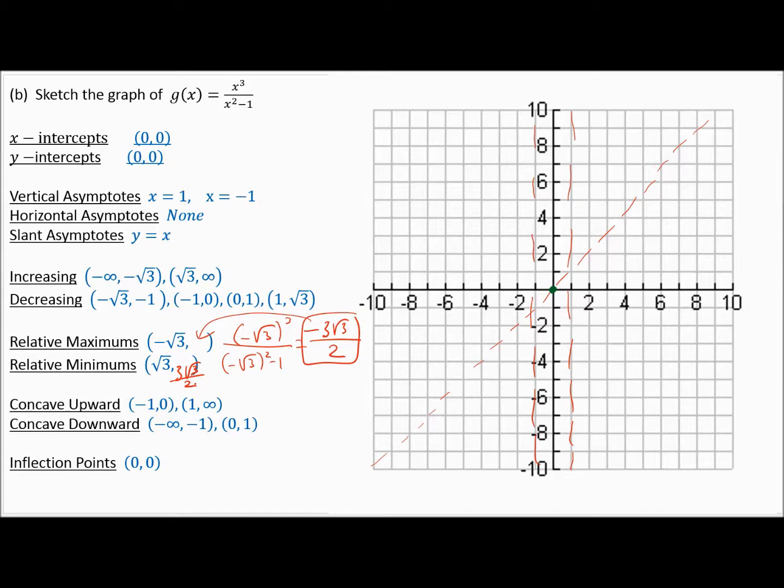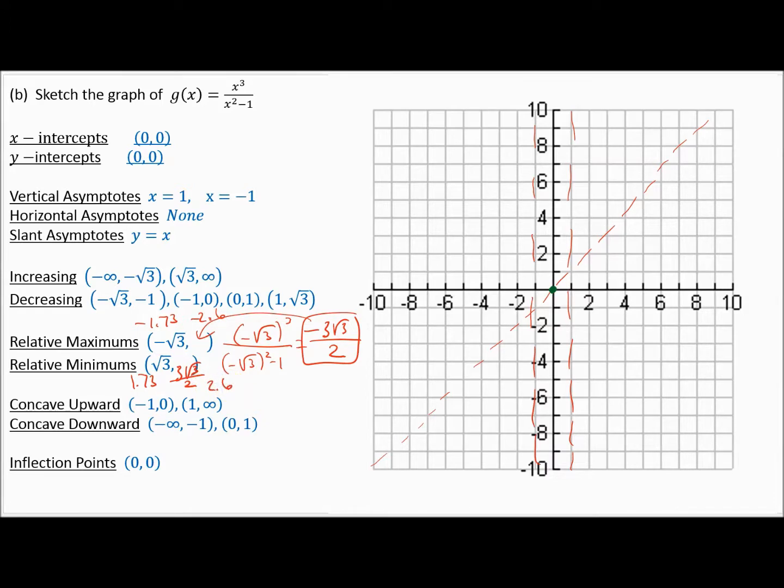I know you know where √3 is. If you don't, let's plug that in. So 1.73, okay? So negative √3 is about -1.73. Positive √3 is about 1.73. Whereas 3 times the square root of 3 divided by 2 gives me 2.598. Let's just say 2.6. So this is going to be -2.6 here and +2.6 there. So let's plot those points.